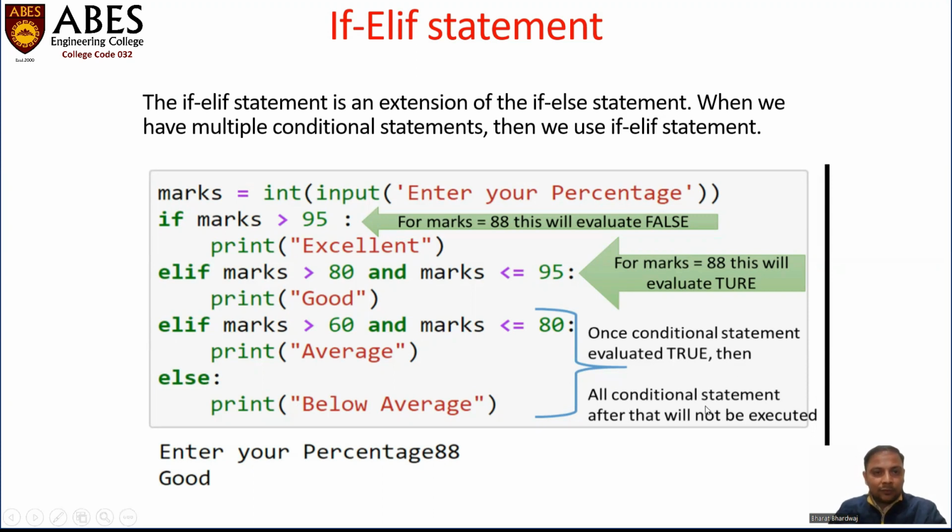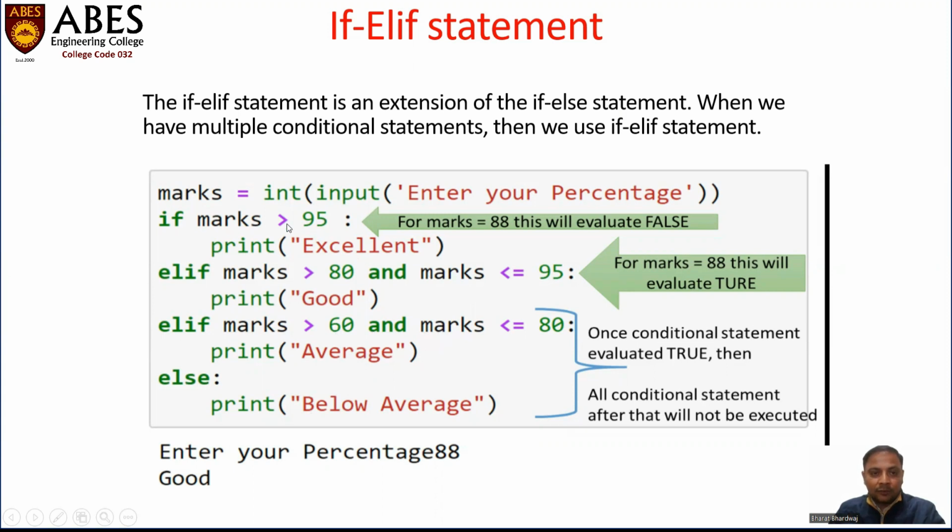For example, we are generating some sort of result based on marks, and I'm taking these marks from the user. If the marks are greater than 90, then the output should be excellent. If the marks lie between 80 to 95, then good will be your answer. If the marks lie between 60 to 80, then average will be your answer. And less than 60, the output should be below average.